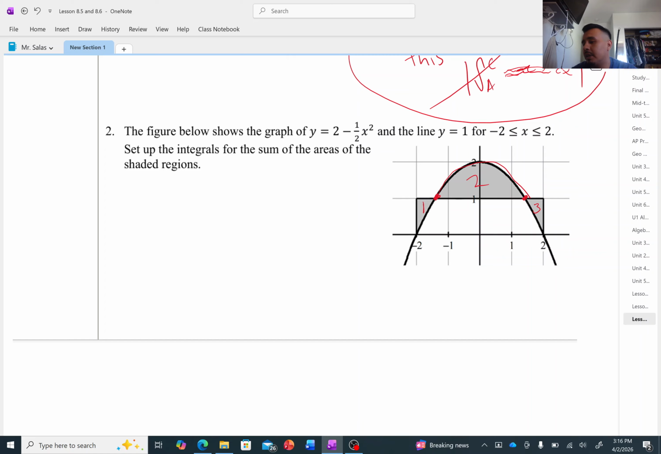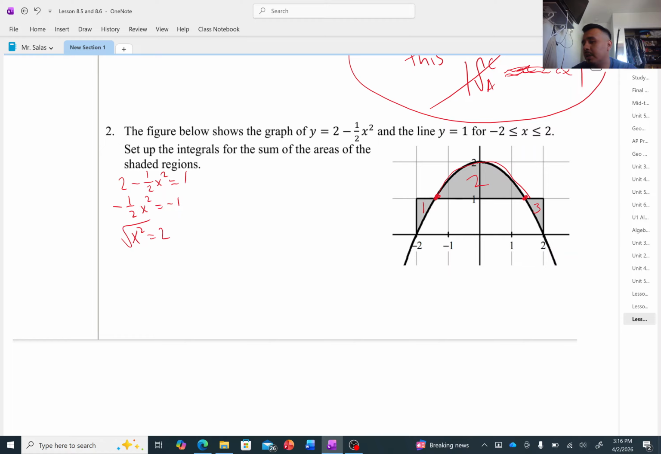My line is y equals 1, so I can set up my parabola equation, which is this. I'll say 2 minus 1/2 x squared is equal to 1. I go ahead and solve for x. I'm going to be left with -1/2 x squared is equal to -1, because I subtracted 2 on both sides. And then from here, I'm going to multiply by -2 on both sides, so I can get rid of the 1/2, and I'll get x squared equals 2.